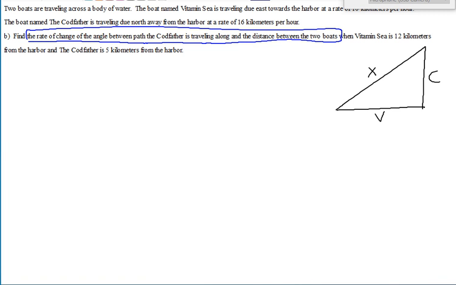Okay. So we're trying to find the rate of change of the angle between the path the codfather is traveling and the distance between the two boats, so right here. You can call it whatever you want. I'm just going to use theta though, to remind myself it's an angle. So then we're looking for dθ/dt. And again, specifically when vitamin C is 12 kilometers away and the codfather is 5 kilometers.